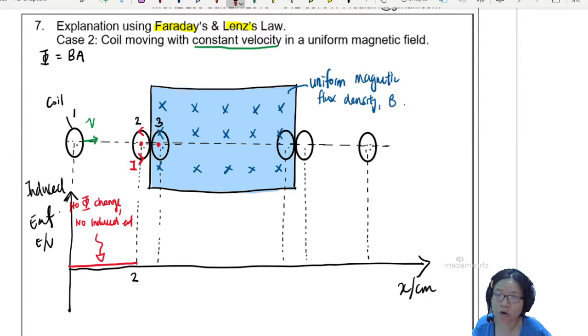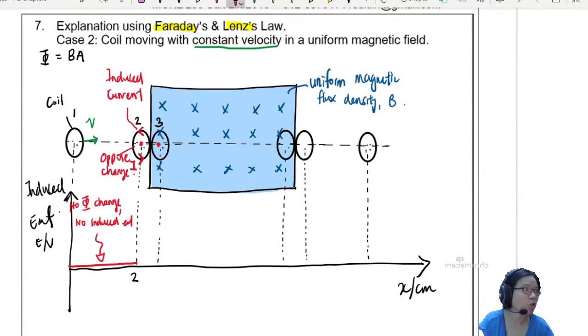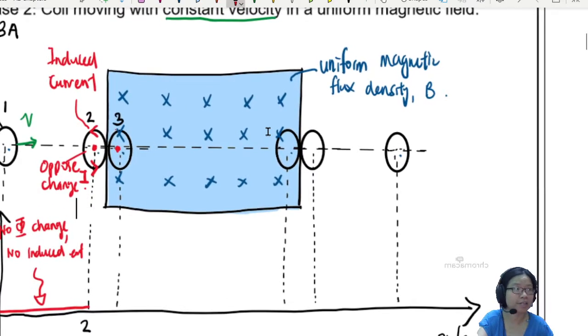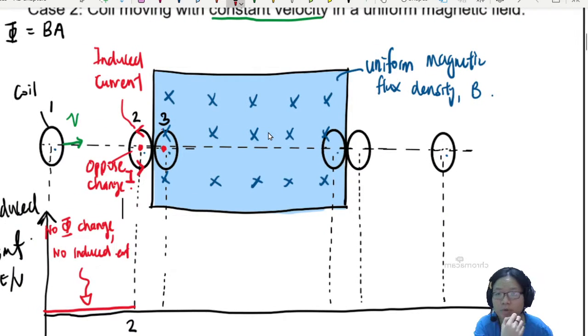I'll label this one for us. This is our induced current, and this dot field is to oppose change. We don't want this change to happen. So I'm going to zoom in a bit so you can see my writing. This current will flow in this way to oppose. Until this point, there will still be opposition. And this dot field is to oppose the change.